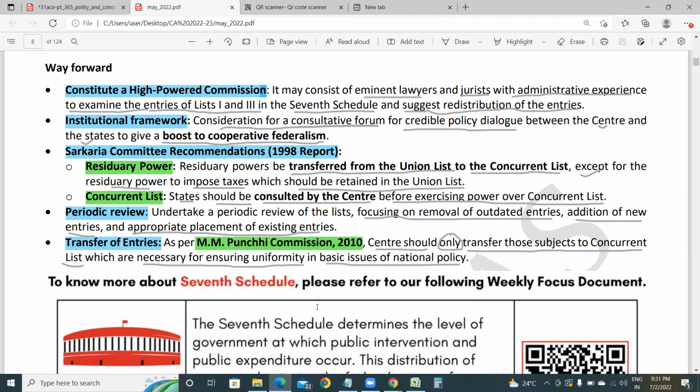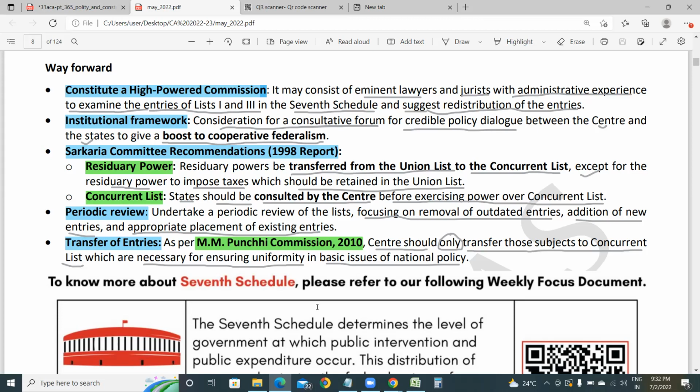There should be an institutional framework which will serve as a consultative forum for credible policy dialogue between the center and the states to give a boost to cooperative federalism. The Sarkaria Commission recommendations focus on residuary power, and it says residuary powers should be transferred from the union list to the concurrent list. An exception is that residuary power which imposes taxes should be retained in the union list.